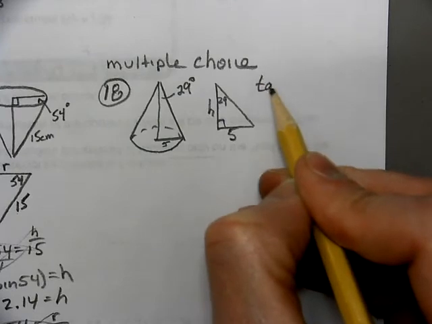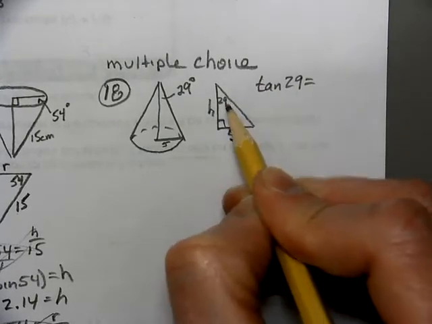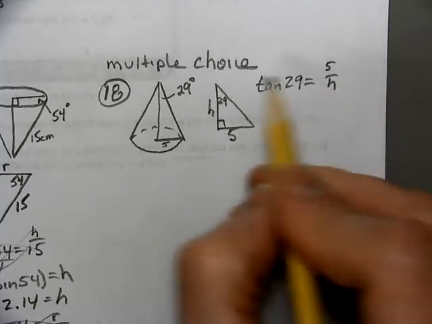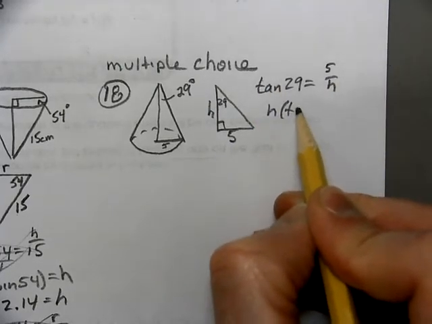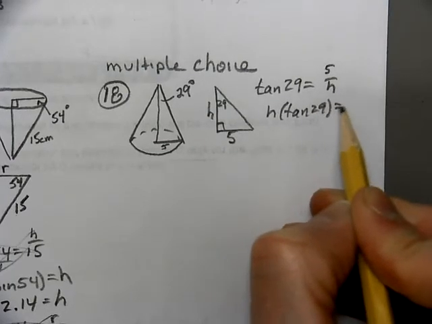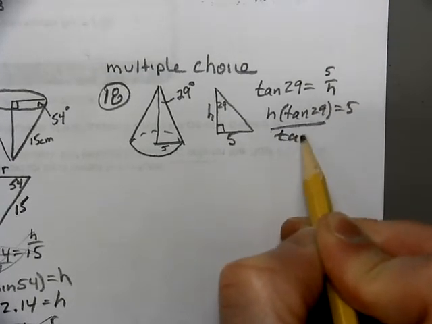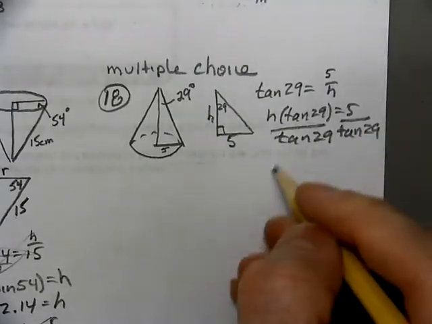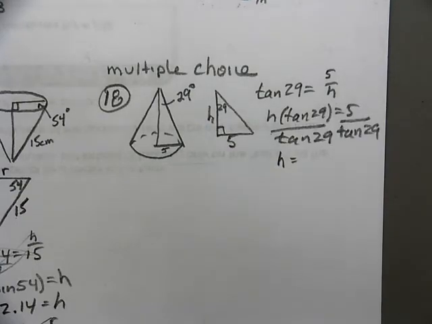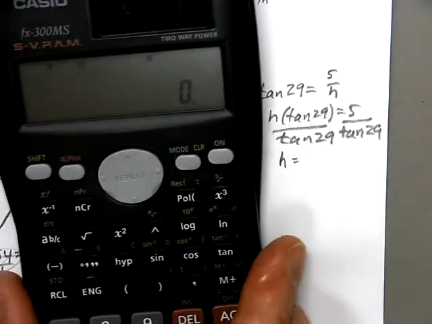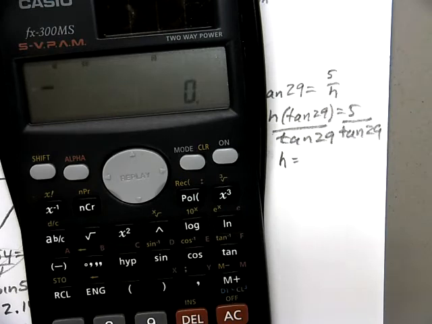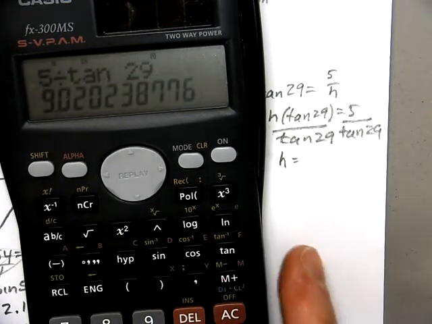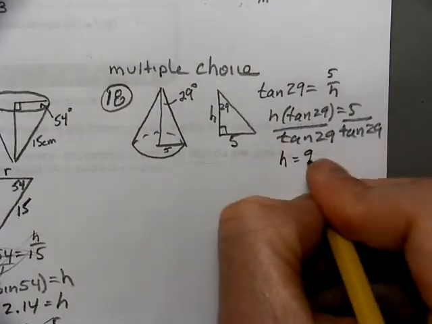So tangent of 29 equals opposite over adjacent. Multiply by the h and divide by the tangent. So our h value is going to be 5 divided by the tangent of 29, 9.02.